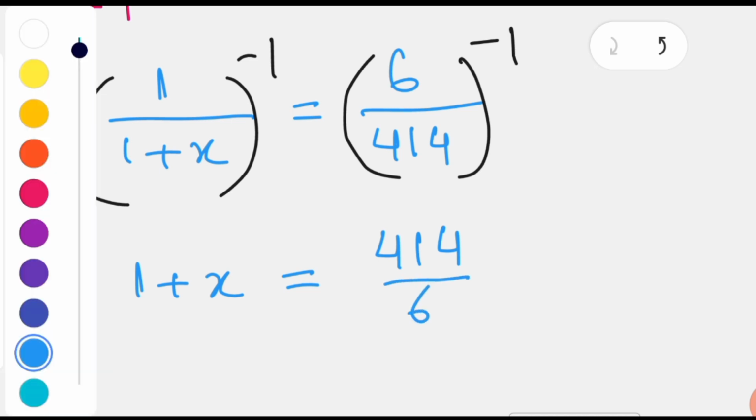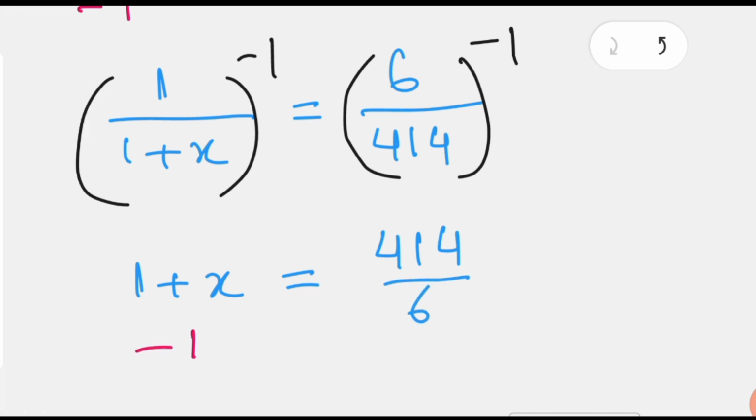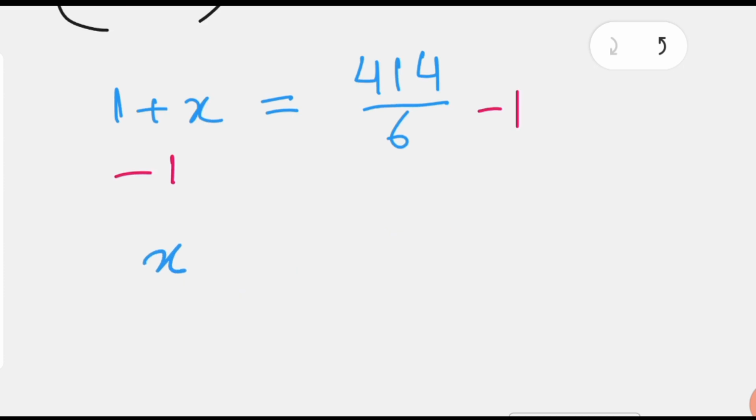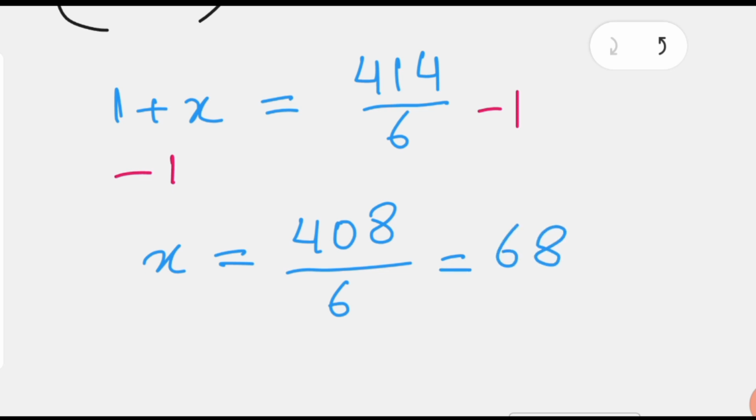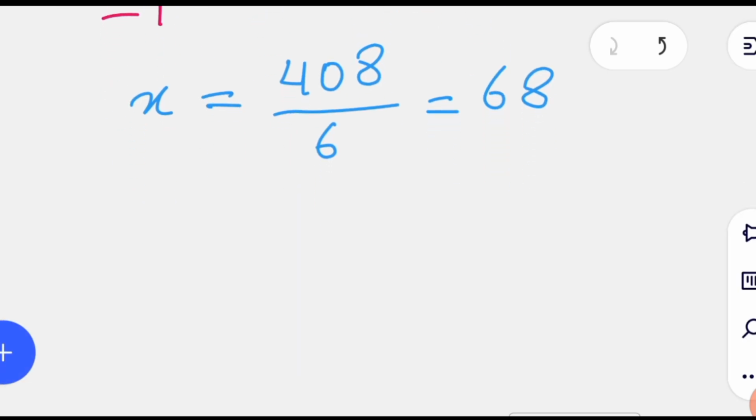Now again subtracting 1 from both sides of this equation so that we exclusively find the value of x, that is 408 divided by 6. 408 divided by 6 is nothing but 68. Thus the value of x is nothing but 68.